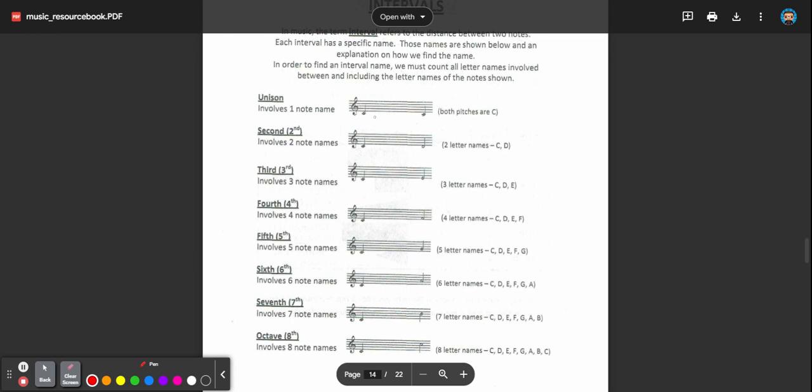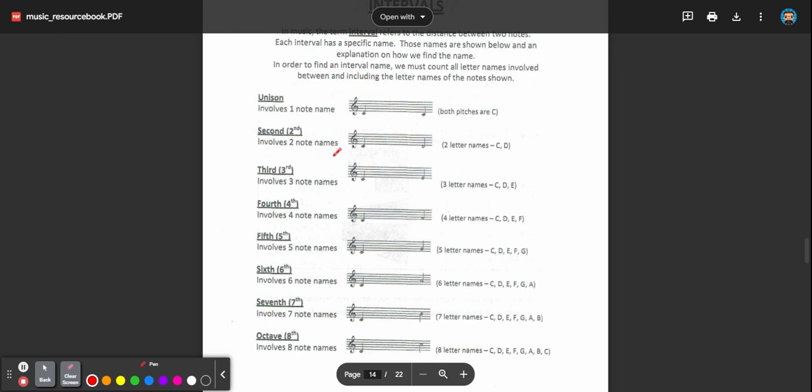So if I play, I'm using an app on my phone called Tonal Energy, and I can drone a C4, and I can play a C4 on the piano, and that is a unison because those are both the same exact note, just being played by two different instruments. So that's what a unison is. It involves one note name.